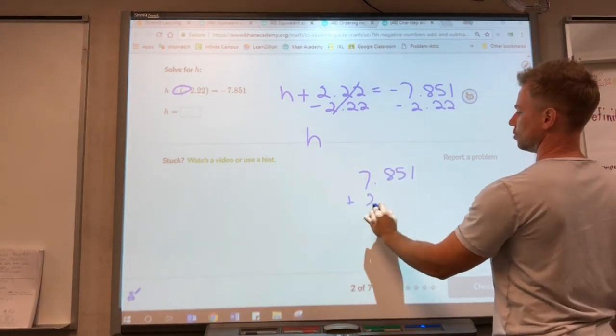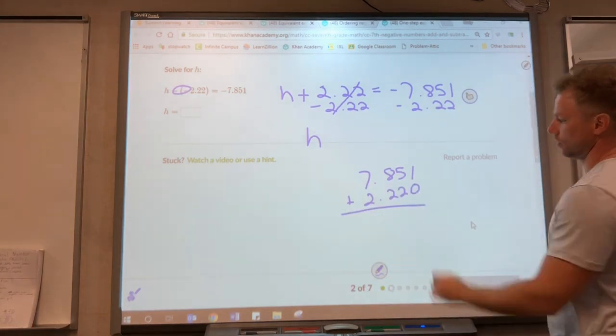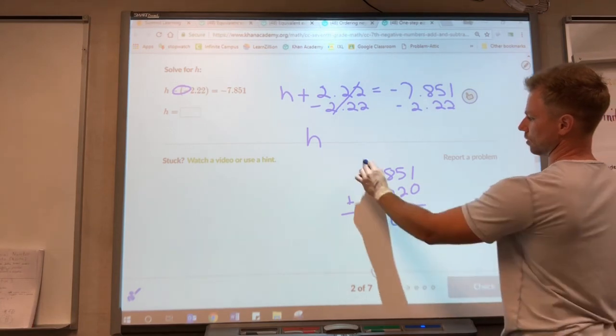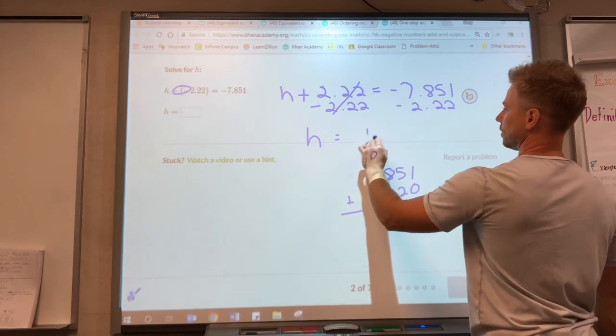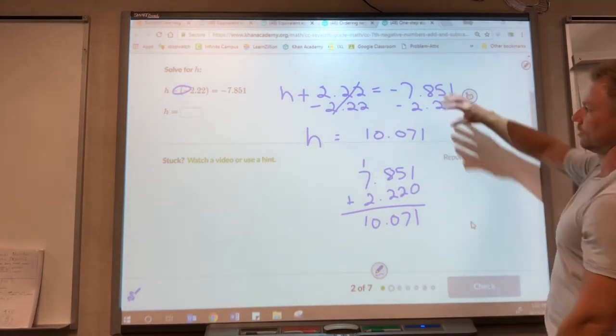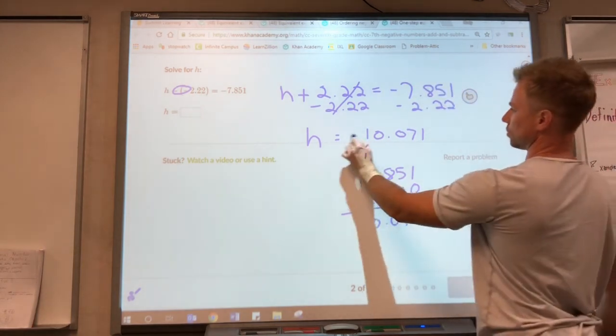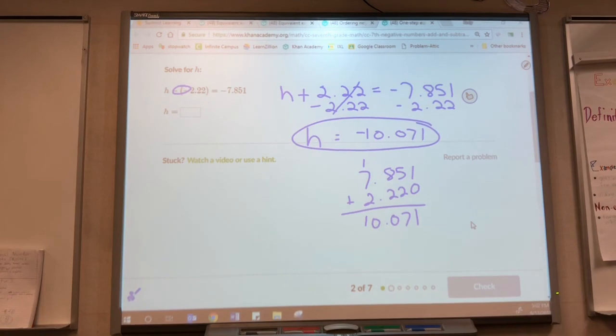7.851 plus 2.22. Since there's nothing there, we put in a 0. Add those. We get 10.071. We have to make sure we keep the original sign. They're like, we add, keep the original sign, so it's going to be a negative 10.071 for our answer.